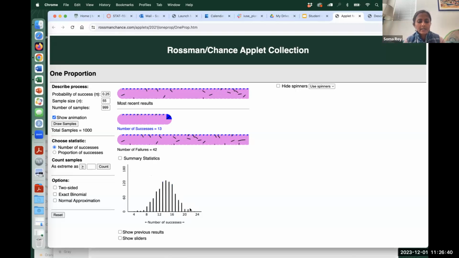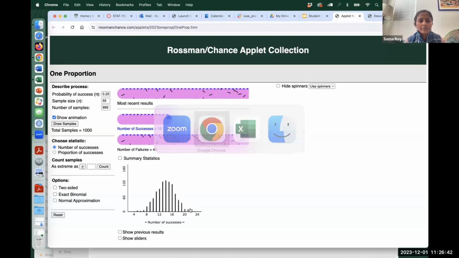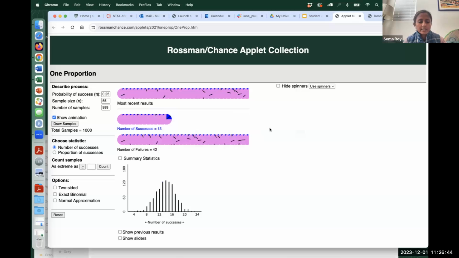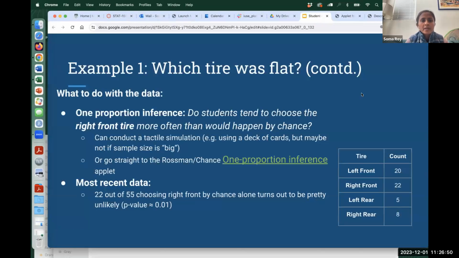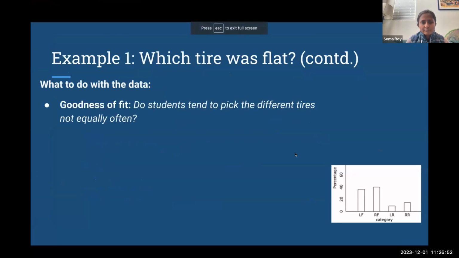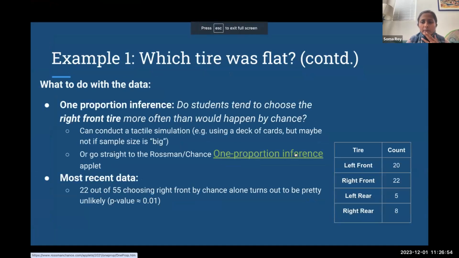So if I go back to my, where is it now? All right, I think it stopped sharing. So here I am. So, go back one time. In my case, there were 22 students who had picked the right front tire. So 22 out of 55 was looking pretty out there in the tail, giving me a p-value of about 0.01. So that's one use of that data set.